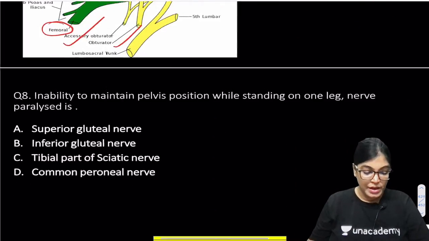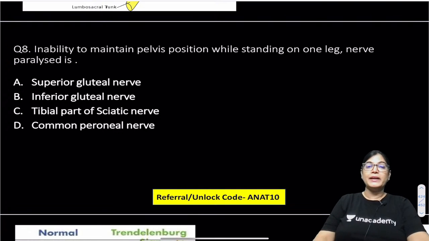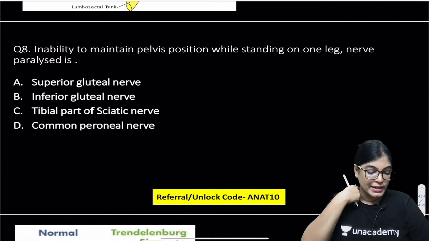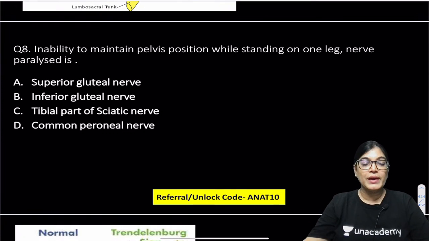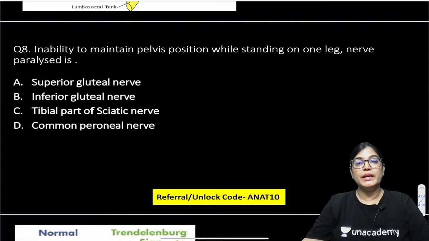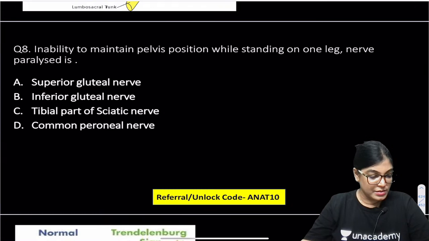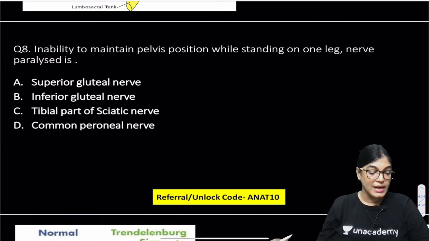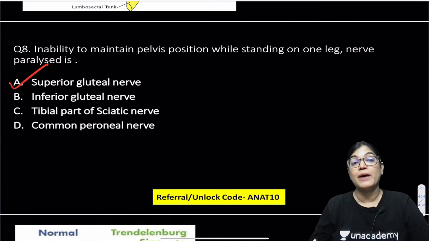Next MCQ. Inability to maintain the pelvis position while standing on one leg. The nerve paralyzed is. Which of the following nerves is paralyzed? Superior gluteal nerve, inferior gluteal nerve, tibial part of sciatic, common peroneal nerve. Question number 8, mark the correct answer. Which nerve is injured which will lead to inability of the pelvis to maintain its position on one leg? Okay, so yes. I'm getting A as the answer. Many of you are giving A as the answer. Absolutely right. Yes, superior gluteal nerve is absolutely right.